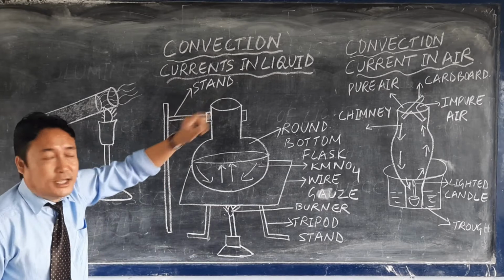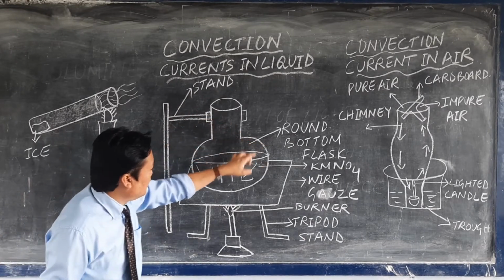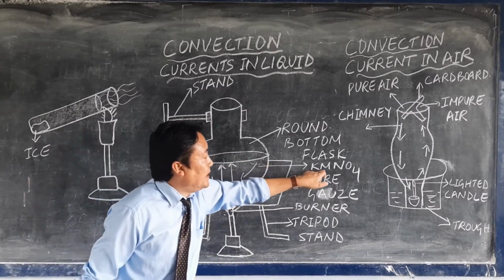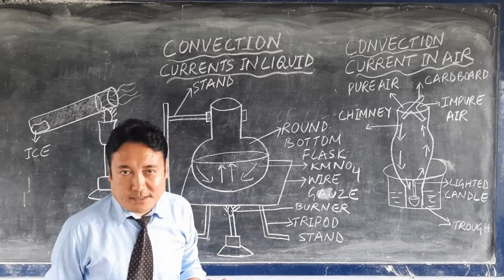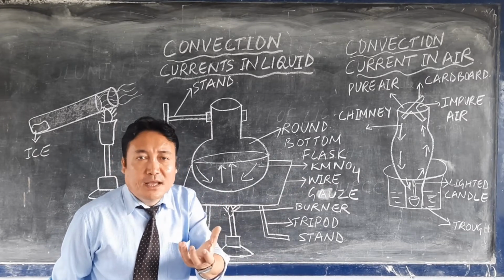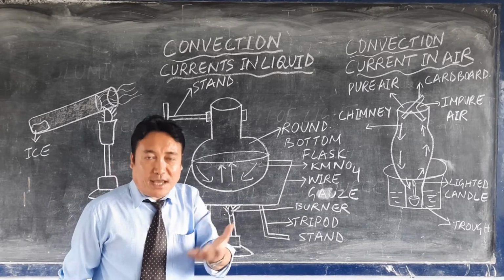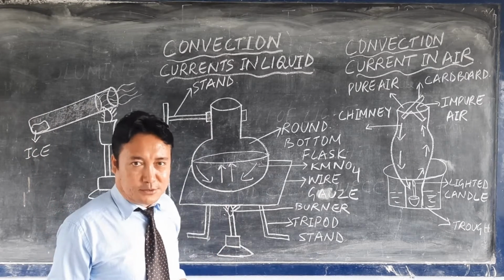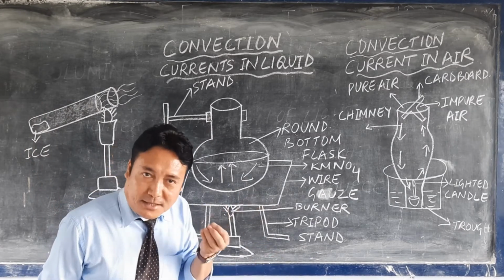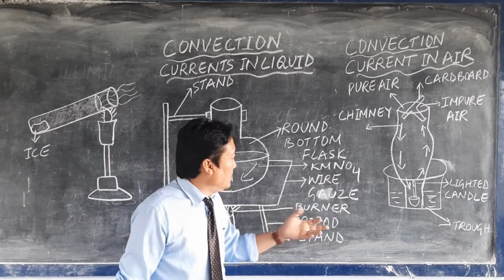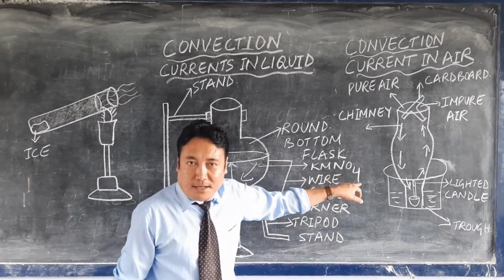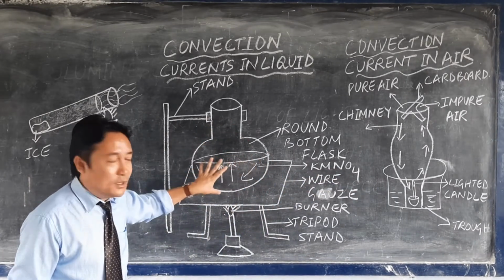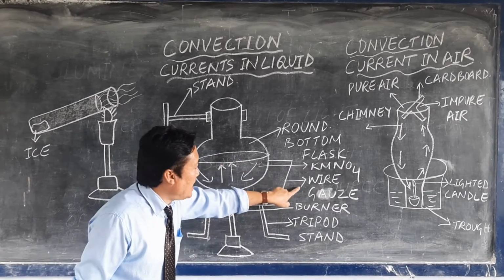In the convection current in liquid, you take a round bottom flask. You fill it with water and you take a chemical known as KMnO4, that is potassium permanganate. This potassium permanganate will color the water, so you can see the colored water moving up. Since the water is colorless, in order to make it visible, we add one chemical here known as potassium permanganate, written as KMnO4.